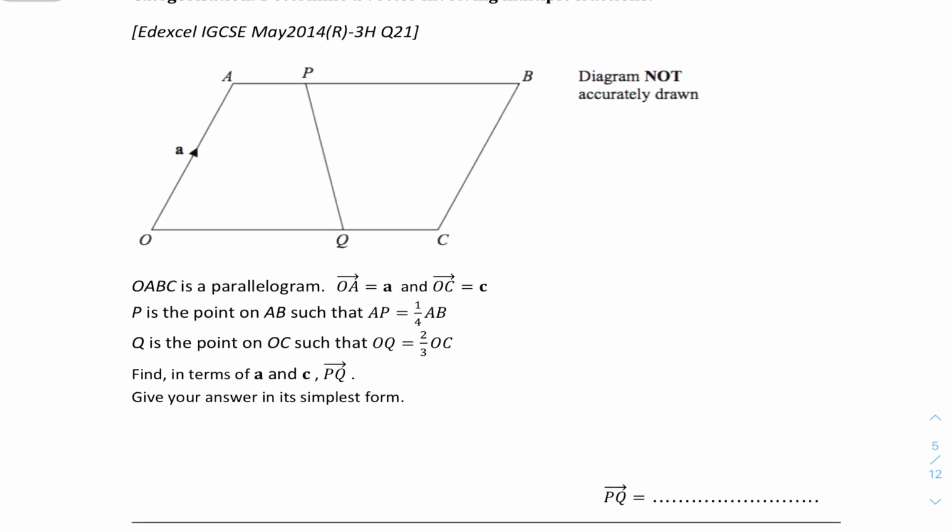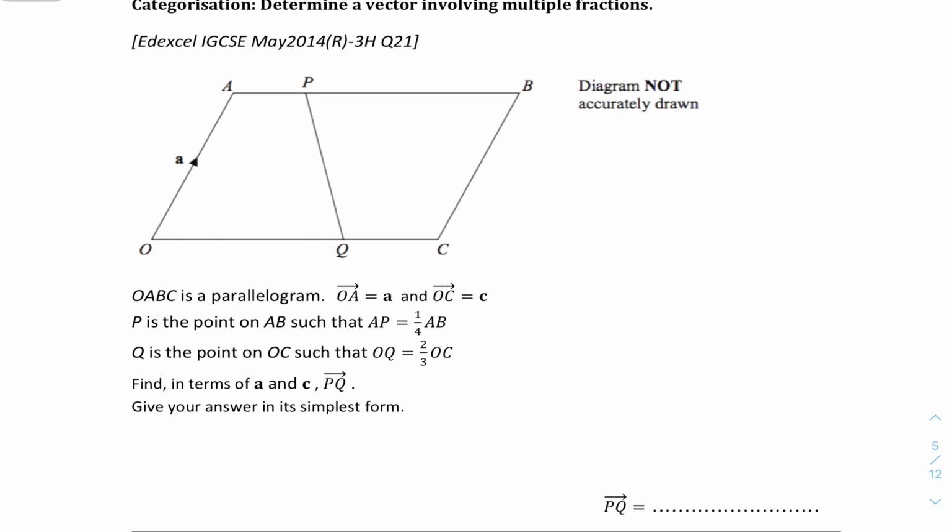In question 10, OABC is a parallelogram where OA equals a and OC equals c. P is on the point AB such that AP equals 1 over 4 AB. Q is a point on OC such that OQ equals 2 over 3 OC. Find PQ in terms of a and c.